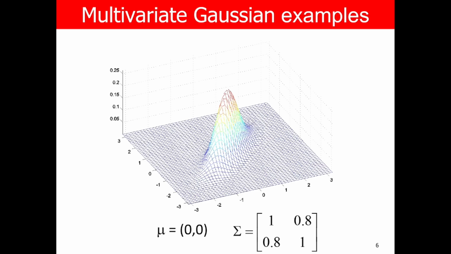If a random variable x has a multivariate Gaussian distribution with a covariance matrix sigma, then sigma ij, the ij element of the covariance matrix, indicates how much the dependence is between xi and xj. If this quantity is 0, then xi and xj are independent. If it's a positive number, then they are positively correlated. If it's a negative number, then they are negatively correlated. In this example, sigma 1,2 is 0.8, which indicates that x1 and x2 random variables are positively correlated.